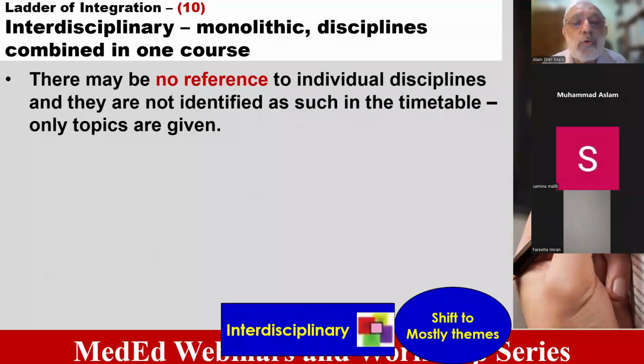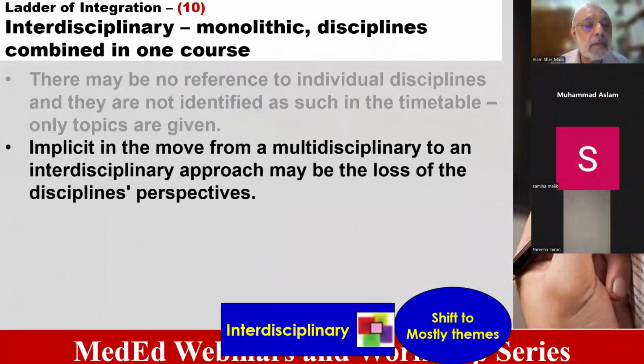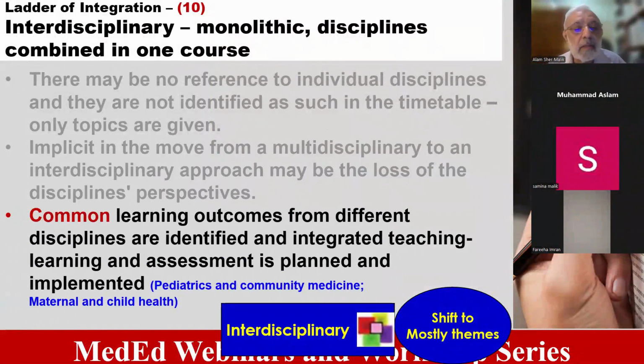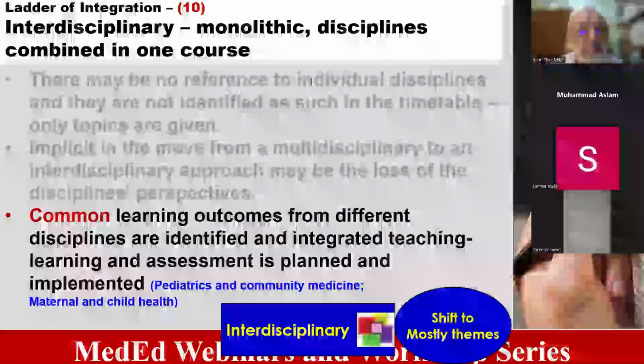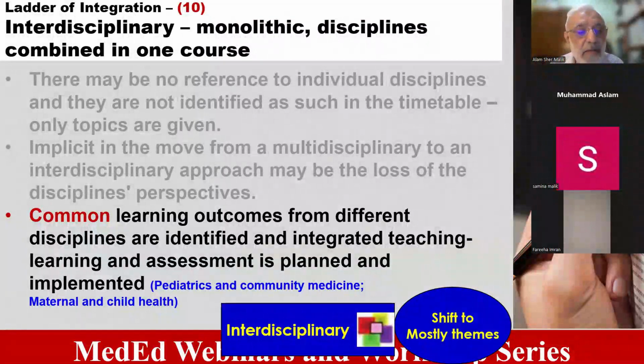There may be no reference to individual disciplines, and they are not identified as such in the timetable. Only topics are given. Implicit in the move from multidisciplinary to an interdisciplinary approach may be the loss of disciplines' perspectives. And the common learning outcomes from different disciplines are identified, and integrated teaching, learning, and assessment is planned and implemented.